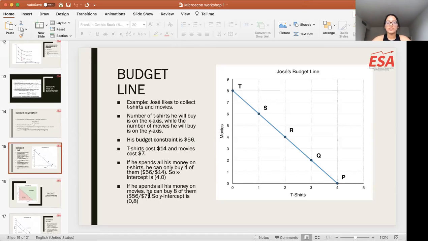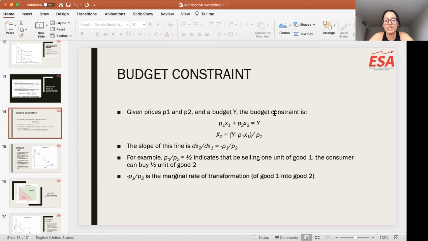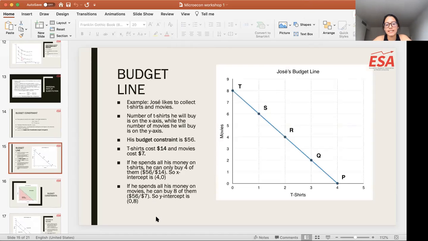His budget constraint, which is y in the formula on the screen, is equal to 56. You can think of y as his income, and we do denote income as y. So he earns $56 in a given period of time, and that's the amount of money he can spend. He can't go over that. That's all the money he has. T-shirts cost $14 and movies cost $7.